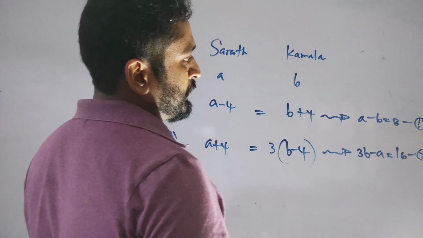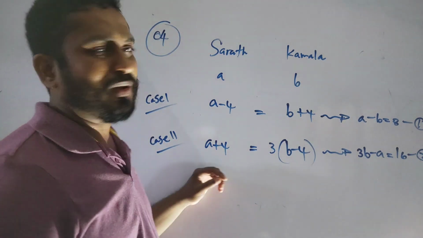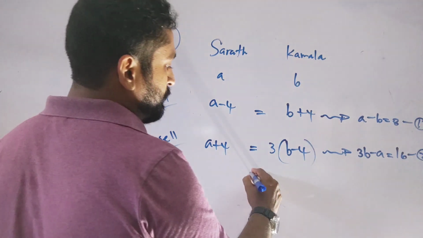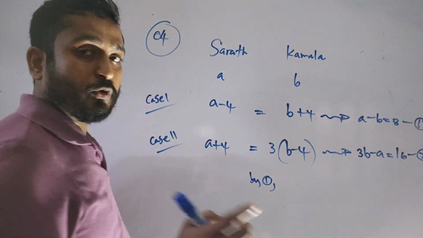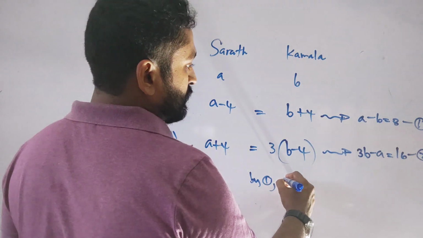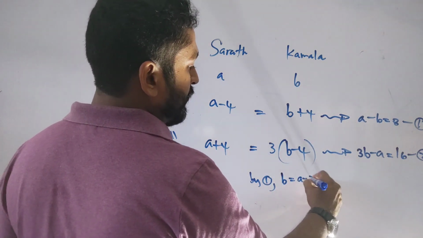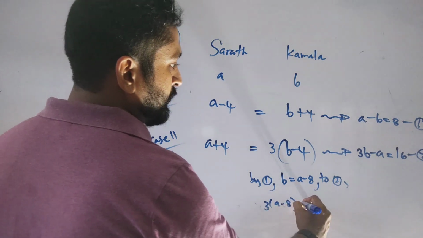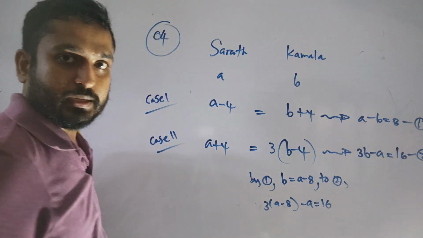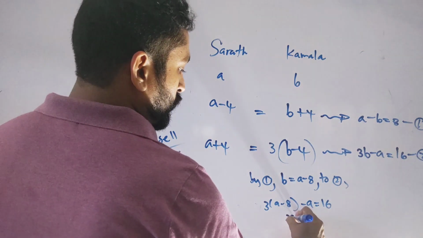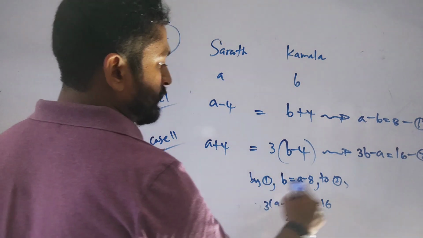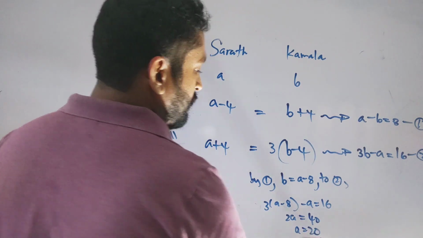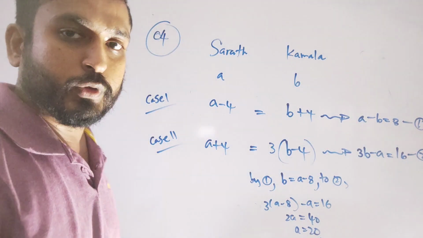To find A right away, we can use substitution, because they don't need the number of marbles Kamala has. So let us substitute by 1. We don't need B here, we need A here. So from 1, B is going to be A minus 8 to 2. So 3 into A minus 8 minus A equals 16. 3A minus 8, 2A equals minus 24 plus 24 plus 16, which is going to be 40. A is going to be 20. That is the answer. A is going to be 20.